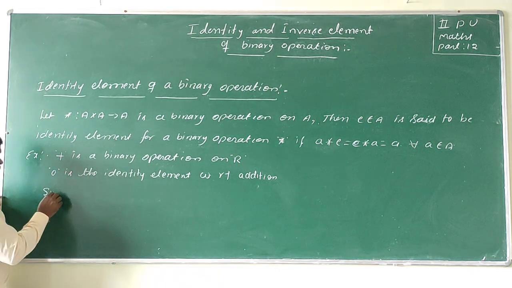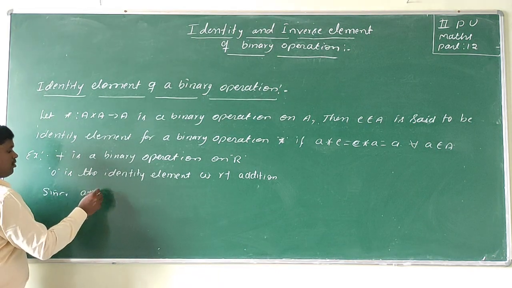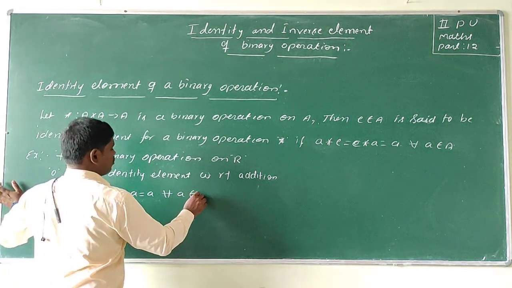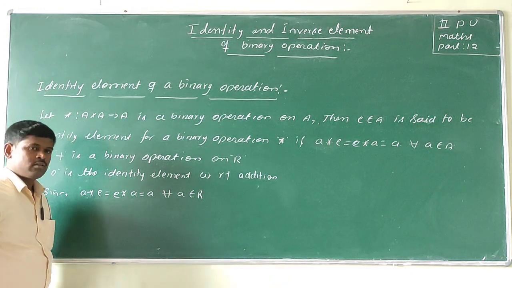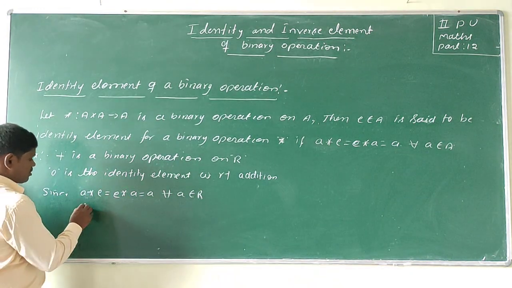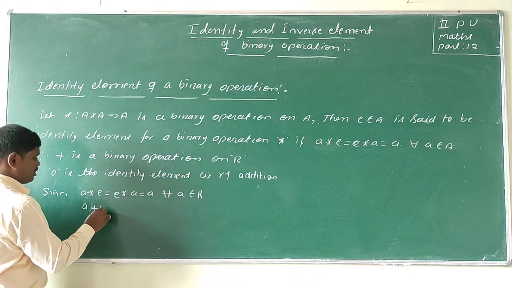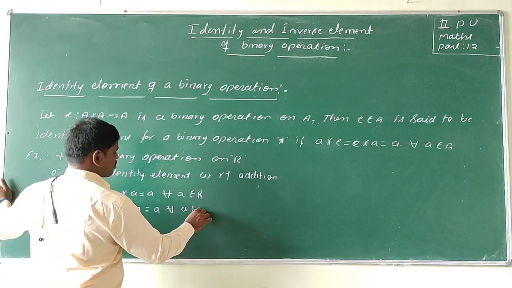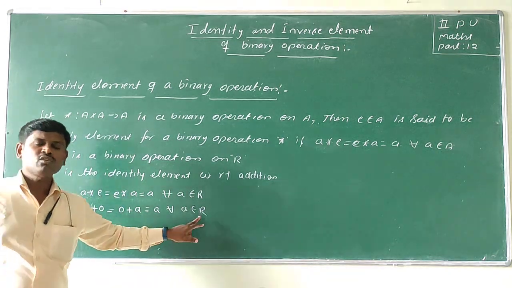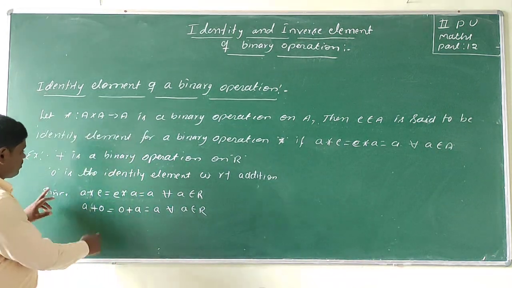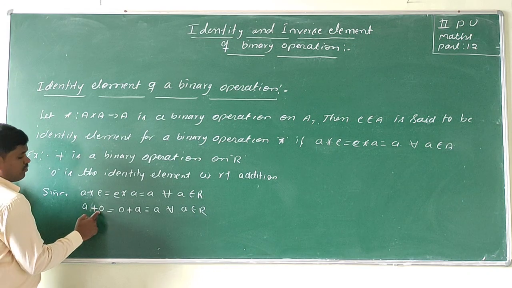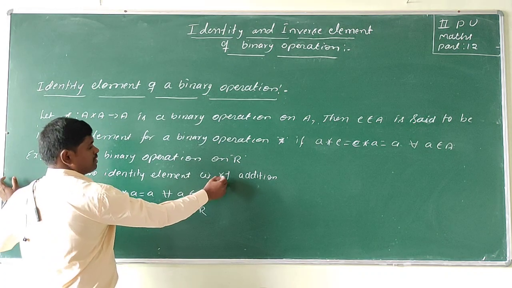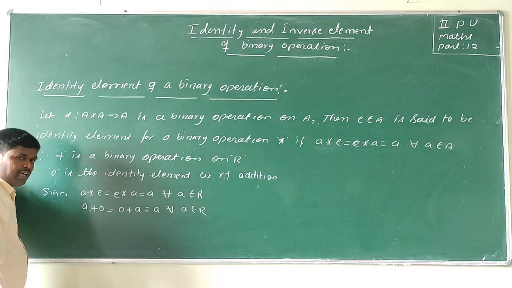Why? Because A star E is equal to E star A is equal to A for all A belongs to R. That means A plus 0 is equal to 0 plus A is equal to A for all A belongs to real numbers. Therefore, 0 is the identity element with respect to addition on the set of all real numbers.